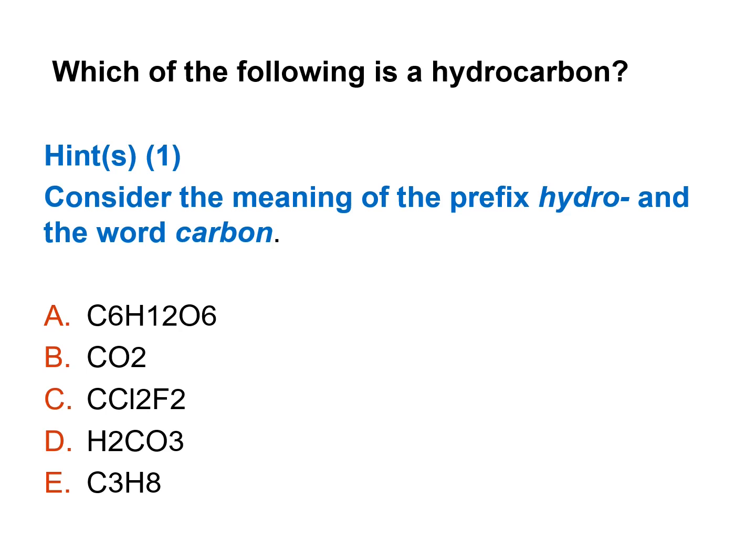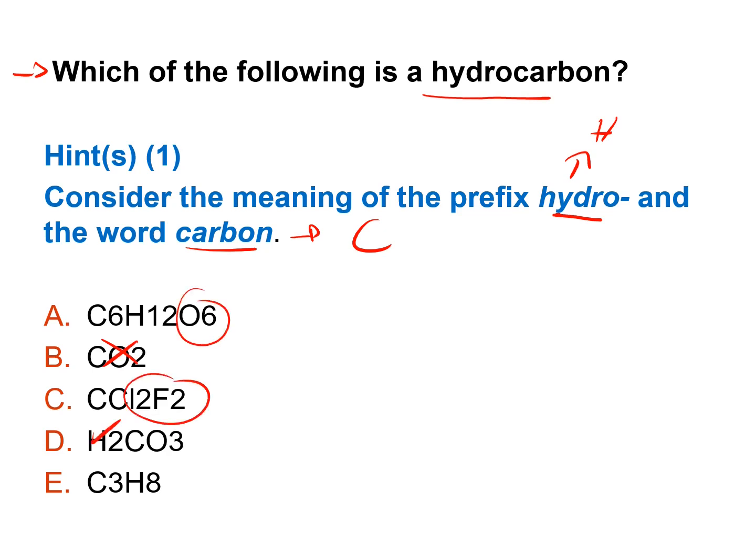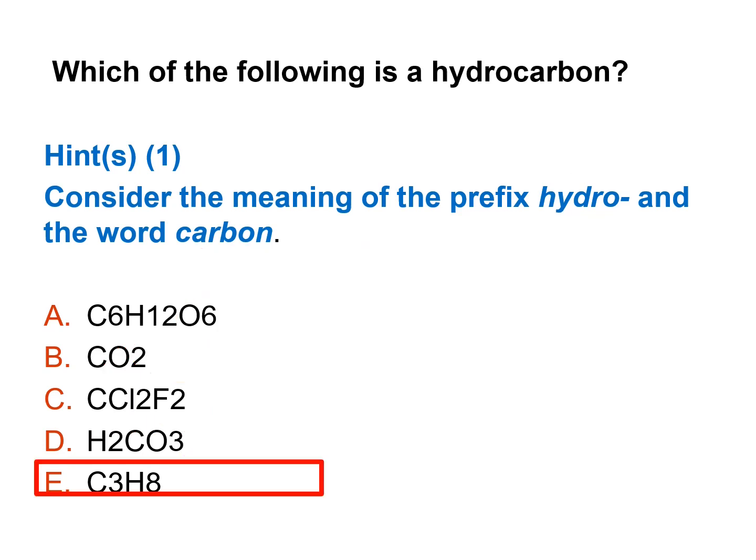Now let's go to this one. Try to read it. Which of the following is a hydrocarbon? And the hint is the following. Consider the meaning of the prefix hydro and the word carbon. So again, hydrogen and carbon. You have to look for something that has hydrogen and carbon. So definitely not this one. This one has oxygen. This one has other elements. This one is correct and correct, but it also has this one. So the most likely will be this one. So very easy. This is the hydrocarbon.